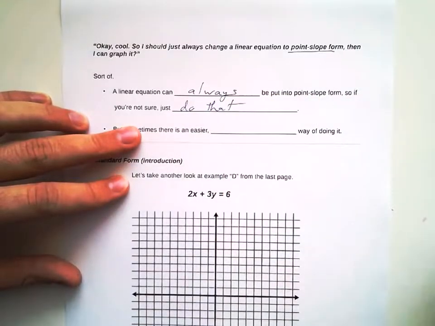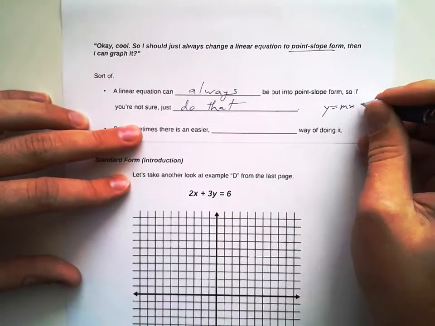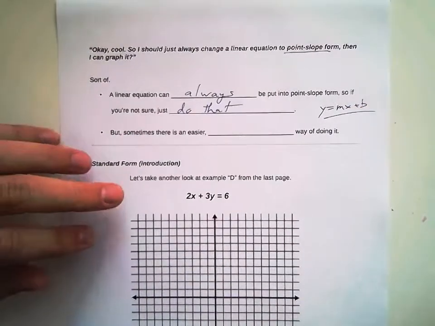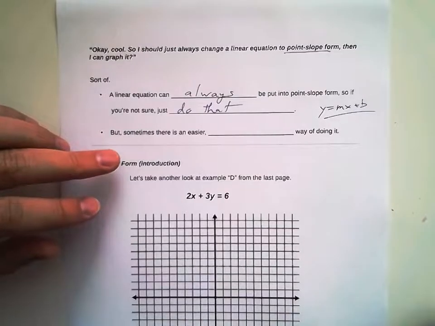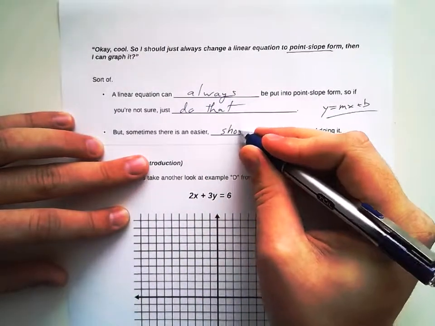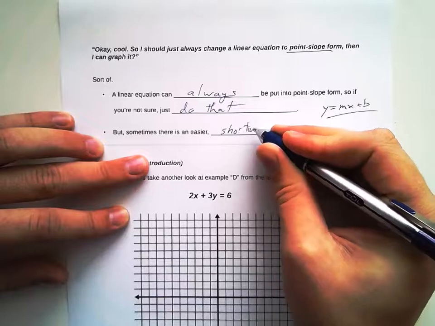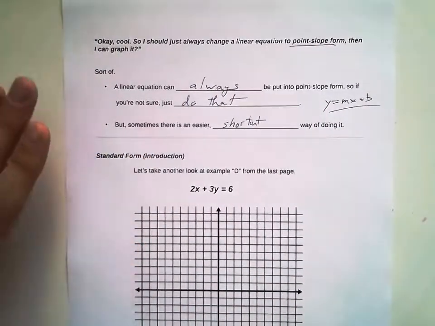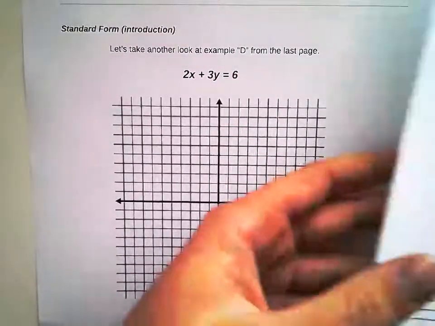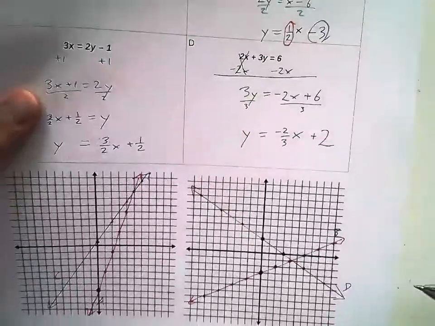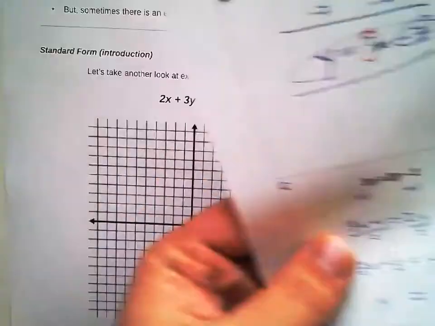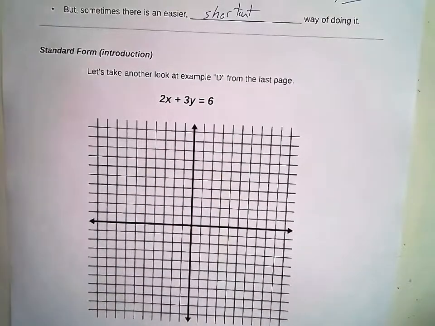Put it into point slope form so it looks like y equals mx plus b, and you can always use that and figure out what the line will look like on the graph from that. But sometimes there's an easier shortcut way of doing it. So I'll show you, this is part D from that last page, the blue line right here. There's actually a way you could get that line without doing this work and changing it first. So I'll just show you that really quick.